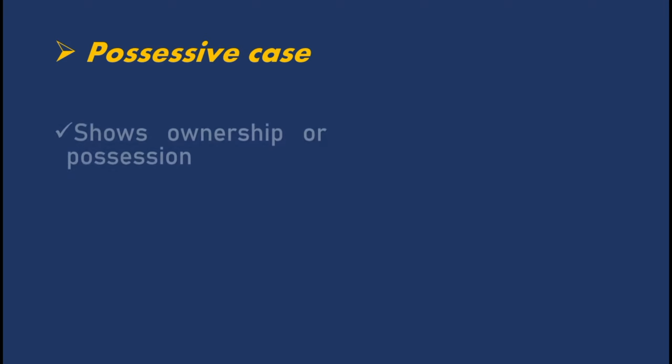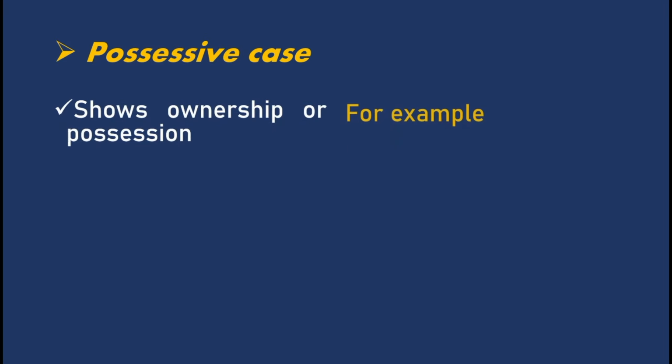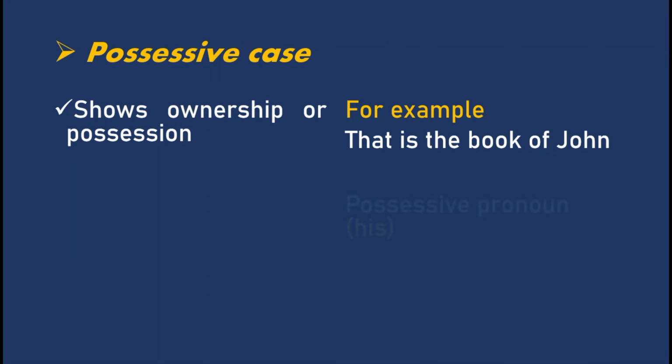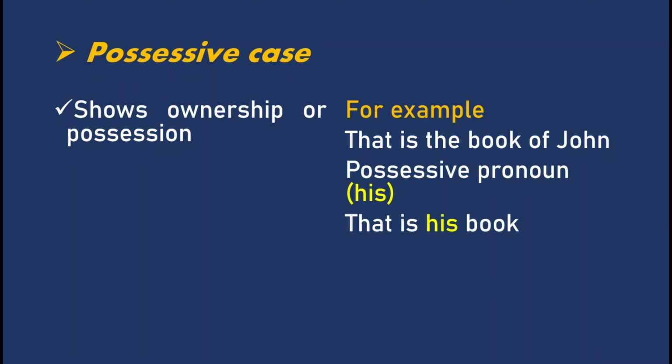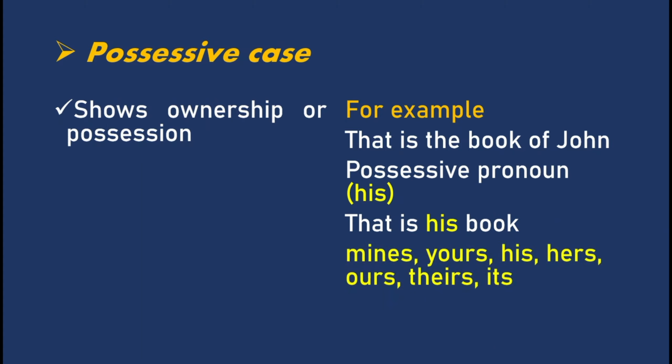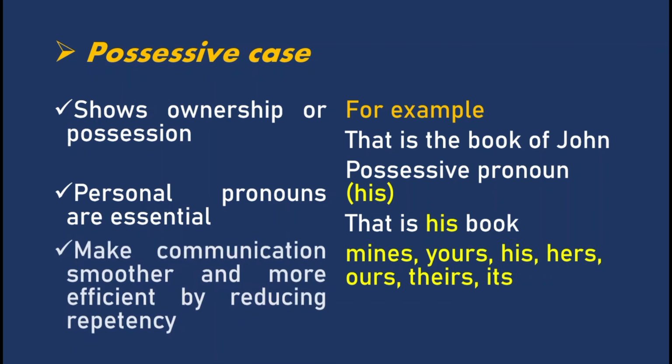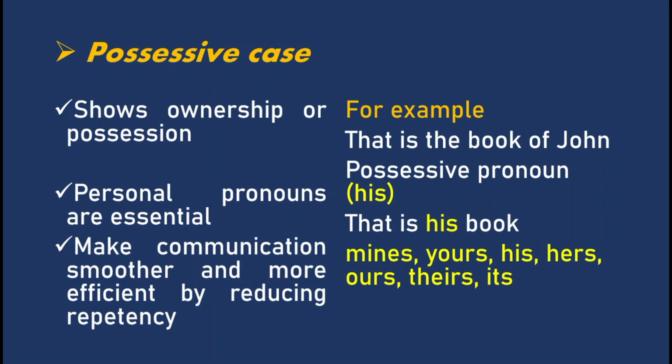The third case is possessive case. This case of personal pronouns shows ownership or possession. For example, instead of saying that is the book of John, you can use the possessive pronoun his and say that is his book. Possessive pronouns include mine, yours, his, hers, ours, theirs, and its. Personal pronouns are essential because they make communication smoother and more efficient by reducing redundancy.